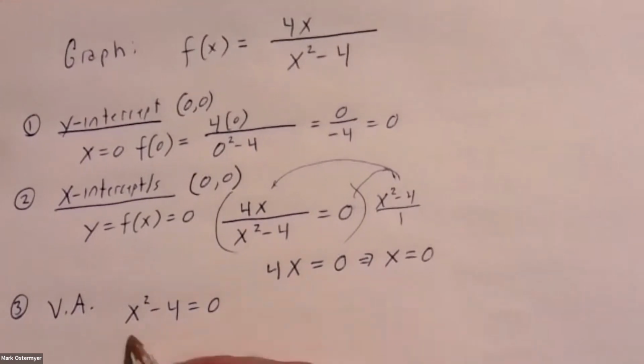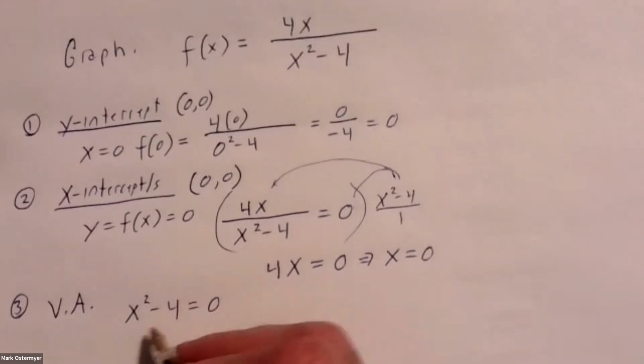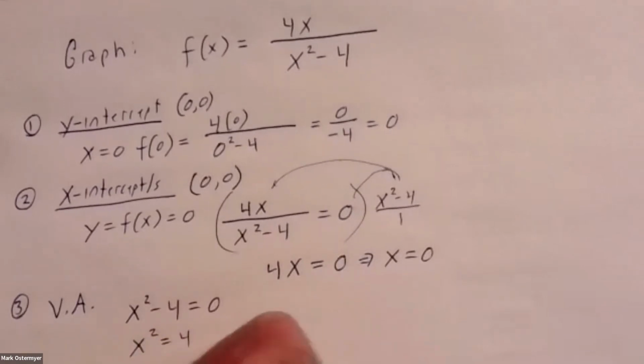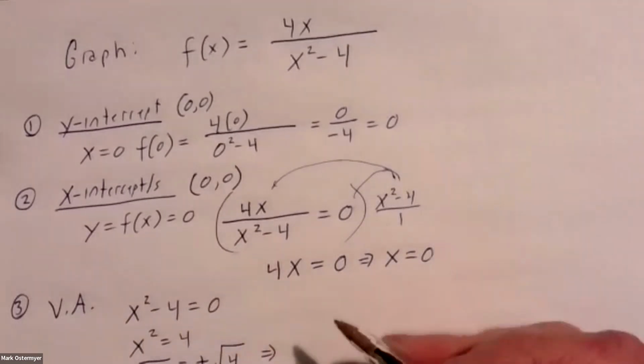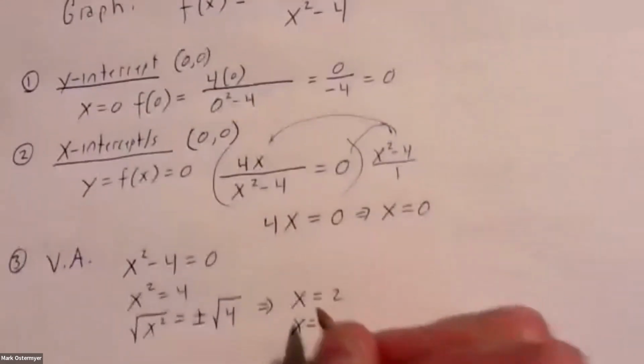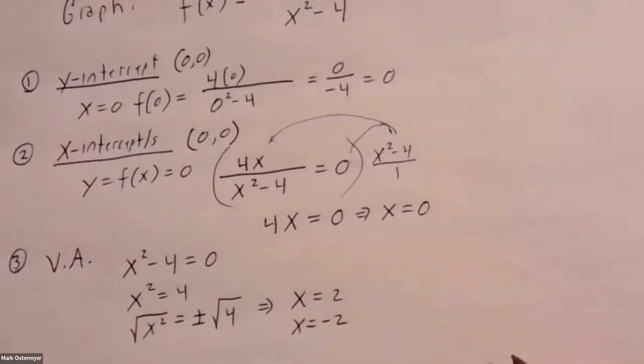Okay. So solving this quadratic equation, the easiest way, you can use the factoring method, factor this as the product of conjugate binomials, or you can use the square root method, add 4 to both sides, take the square root of both sides. Don't forget the plus or minus square root of the number side, though. We're going to have 2 x-intercepts. One is positive 2, and the other one is going to be negative 2. Those would be your x-intercepts.